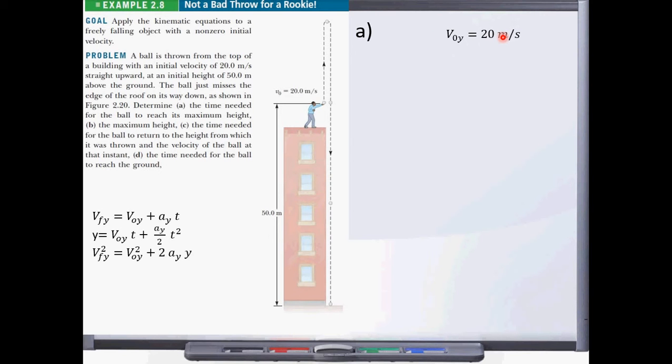positive. Perfect. Now we have an initial height of 50 meters above the ground, so it's telling you this distance. But this distance in this moment is not important, and I'm going to show you why on the last letter that we have here. Okay, so we have the initial velocity on y, that is 20 meters per second. It says determine the time needed for the ball to reach its maximum height. We want to know the time from when you throw the ball until the maximum point.